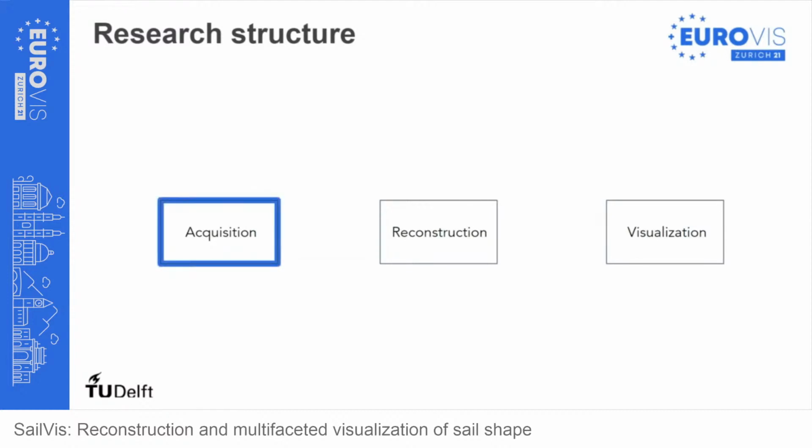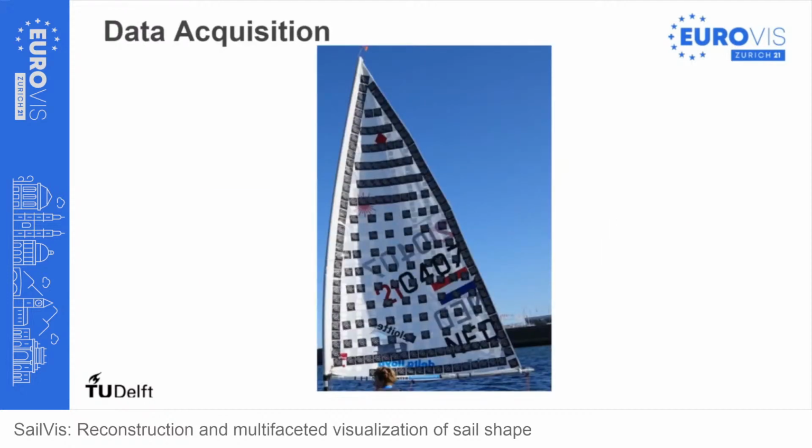Next, I will introduce the data acquisition process. The data acquisition starts by attaching coded markers on the sail. Based on photogrammetry, 2 photos of the sail shape are taken from different orientations at the same time. These coded markers are then identified, and their positions can be calculated from the photogrammetry methods.